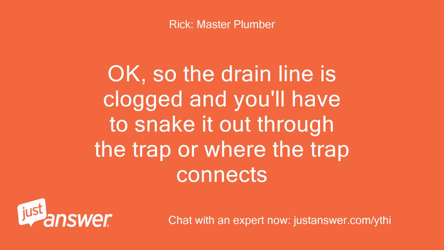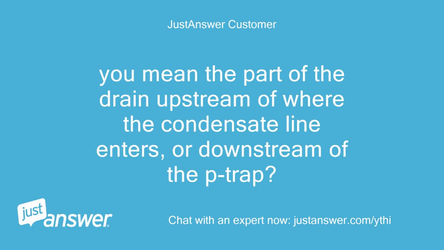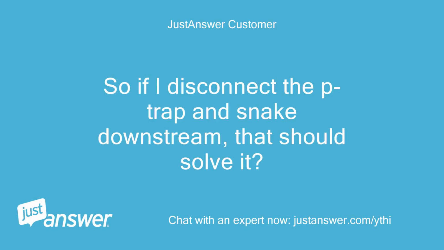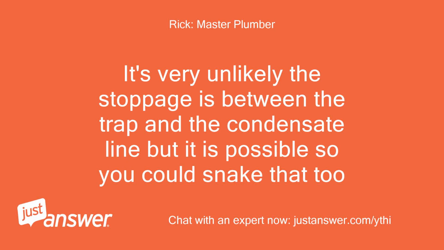Okay, so the drain line is clogged and you'll have to snake it out through the trap or where the trap connects. You mean the part of the drain upstream of where the condensate line enters, or downstream of the P-trap? Downstream. So if I disconnect the P-trap and snake downstream, that should solve it. It's very unlikely the stoppage is between the trap and the condensate line, but it is possible, so you could snake that too.